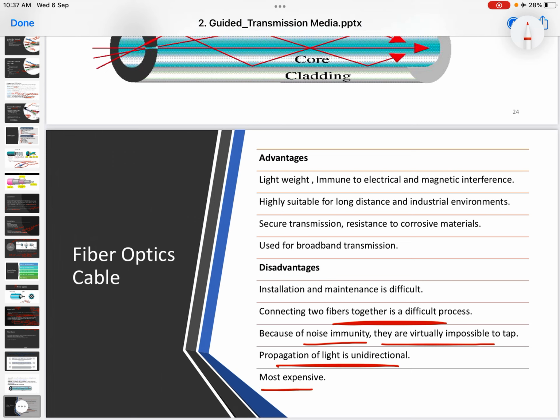Why is it expensive? Because it uses a fiber network consisting of core and cladding, and it uses light waves or light rays. So the construction of fiber optic cable is expensive and transmission is very fast.